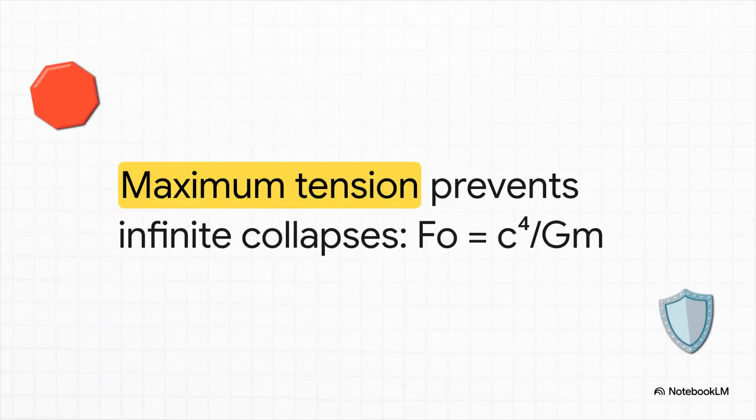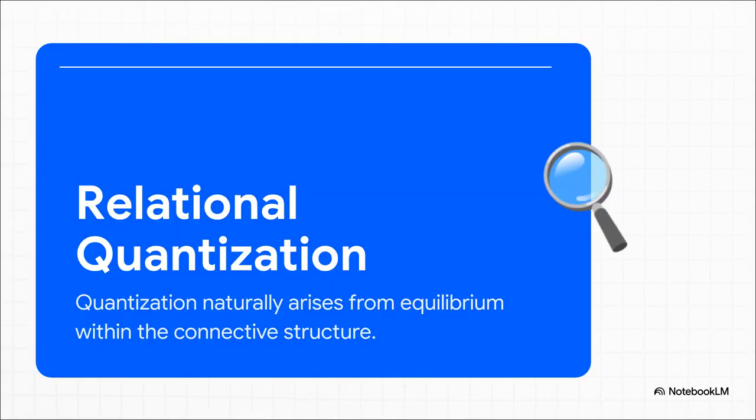Now, to keep this whole structure stable, the second postulate introduces a maximum tension limit, F sub O equals c to the fourth over G sub m. You can think of this formula as the universe's built-in safety mechanism. By capping the maximum tension allowed in nature, it actively prevents infinite structural collapses and naturally enforces the speed of light. But here's the really cool part: things aren't just arbitrarily limited.